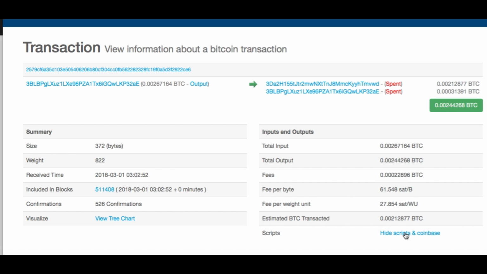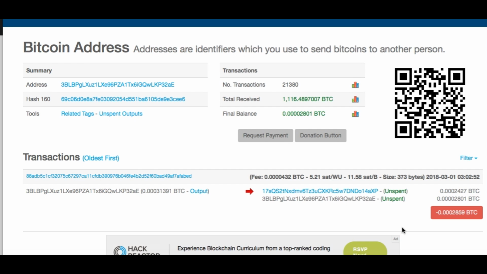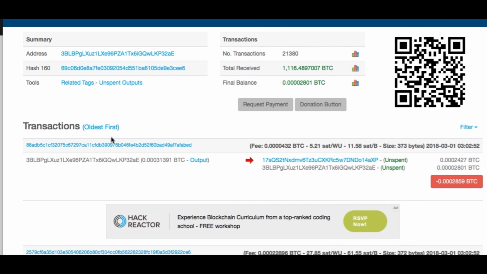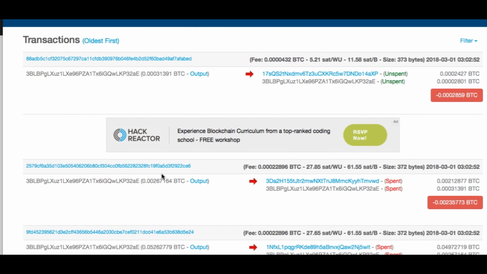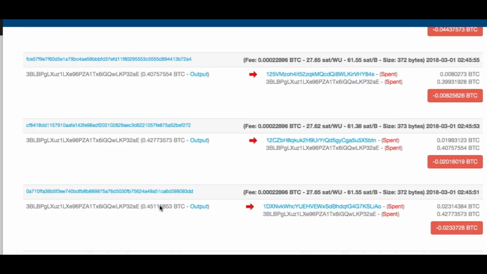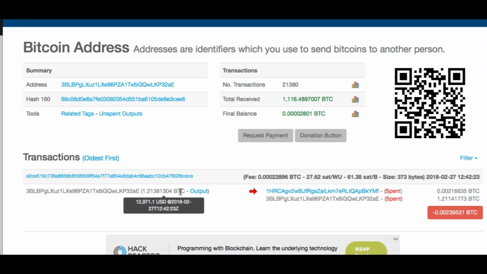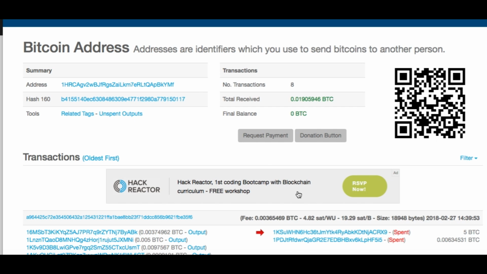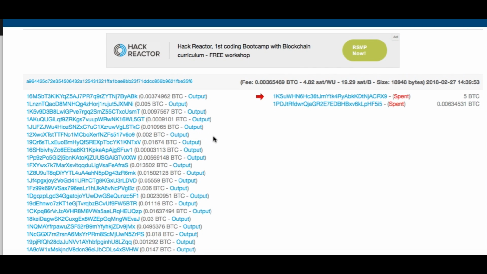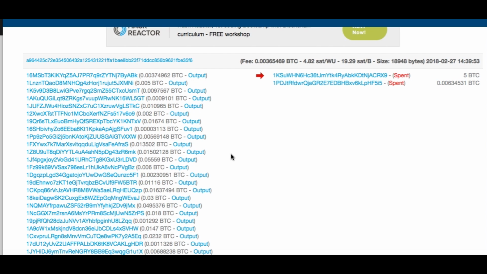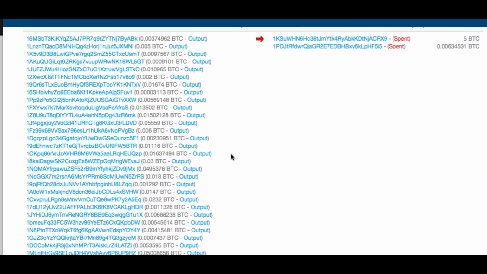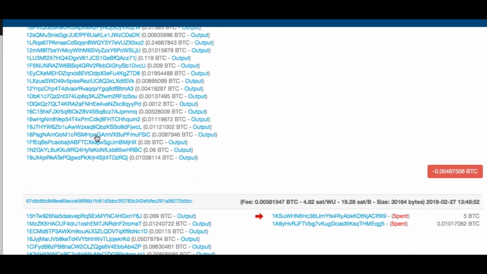What's this? Show scripts and Coinbase. All right, let's go back here and see what this means. So it's unspent output. Let's see what we got here. 1.2 BTC output. Let's see where this went. Total received, final balance. Okay, so I have no, oh, here we go. What's this? Uh-oh, what did I come across?